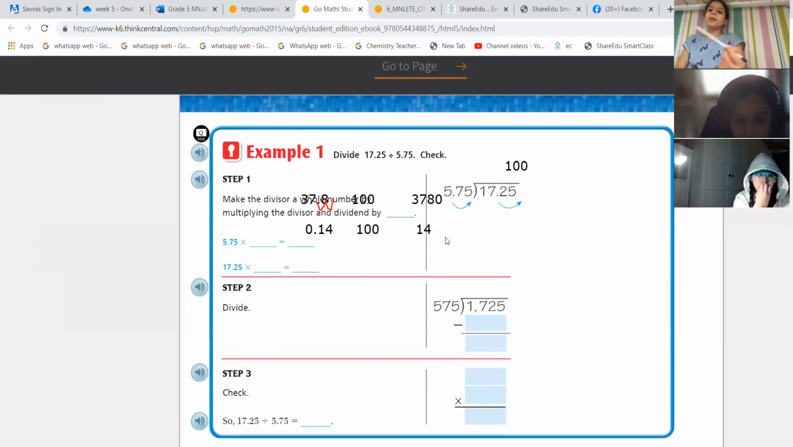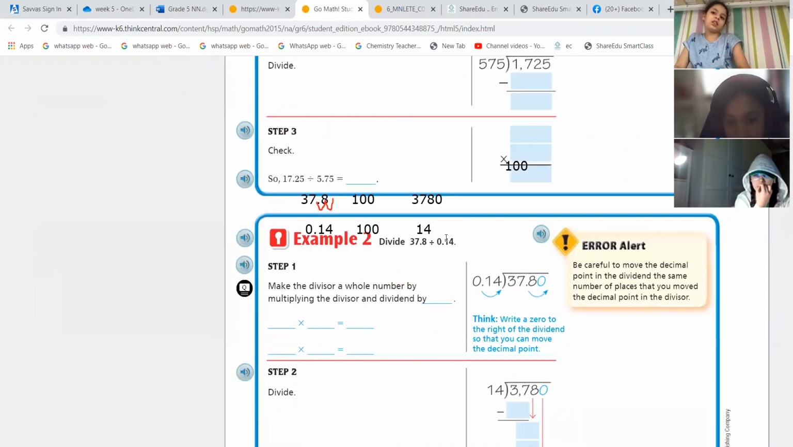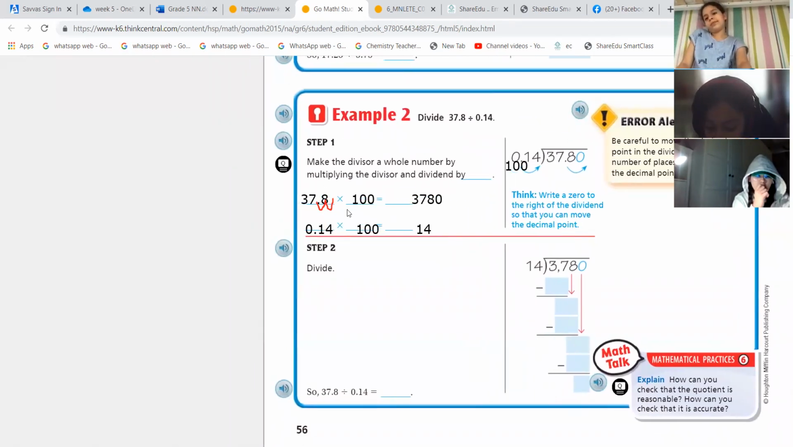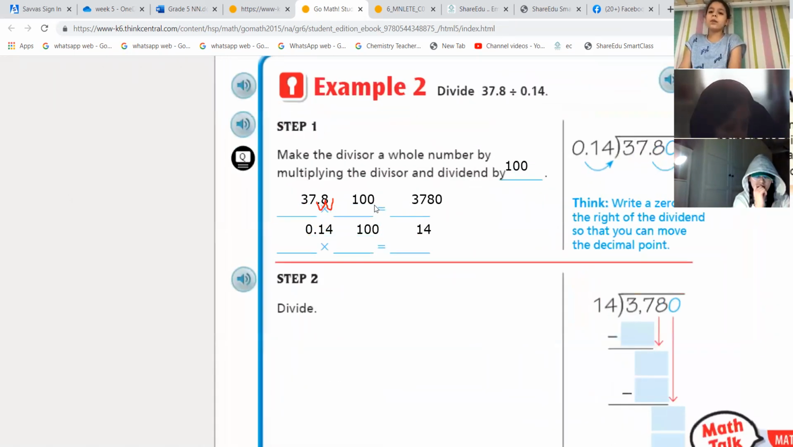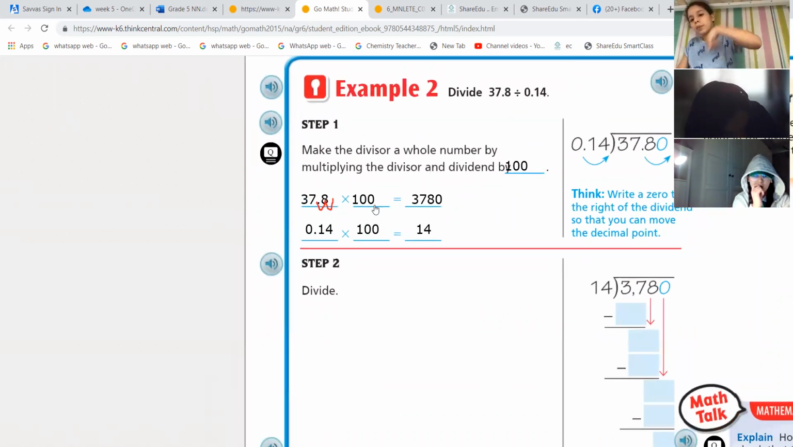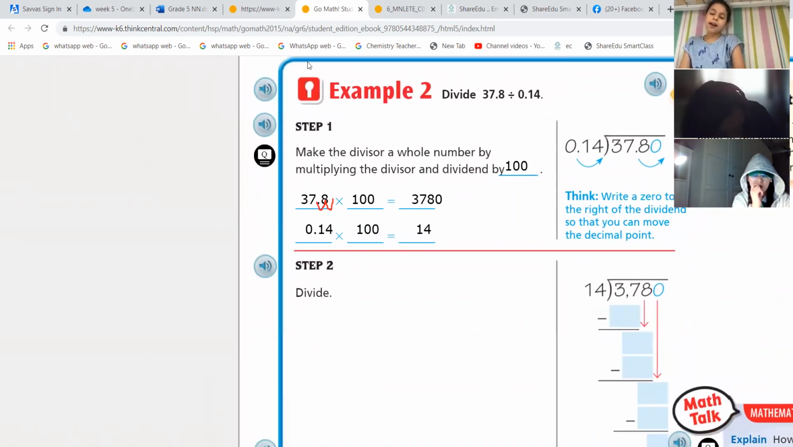Oh, so it's supposed to be the same. It's supposed to be either both 100 or both 10. We cannot let one be 10 and the other one not. When I multiply the first one, I cannot choose 10 because this will have a decimal point. So I chose 100 for both. When I choose 100 for this one, the point moves two places because there are 2 zeros. So there is nothing here, so I write a 0 here.